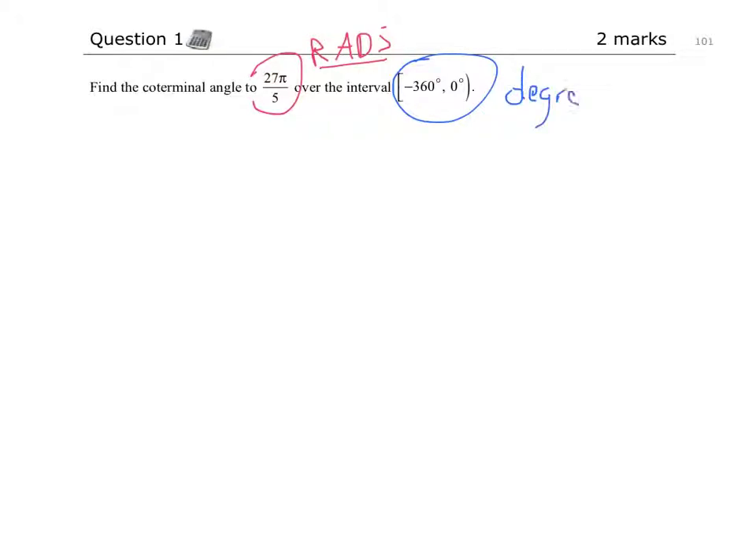So in order to start this question, I'm going to take 27 pi over 5 and convert that to degrees. To convert from radians to degrees, I simply multiply 27 pi over 5 by my conversion factor of 180 over pi. As we can see, the pi's cancel, and then we get 27 times 180 divided by 5, which, I'm being lazy here, is 972 degrees.